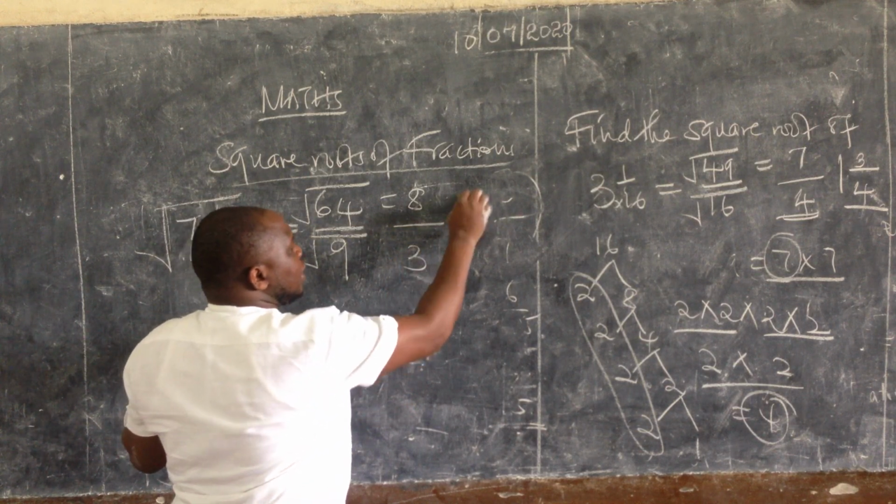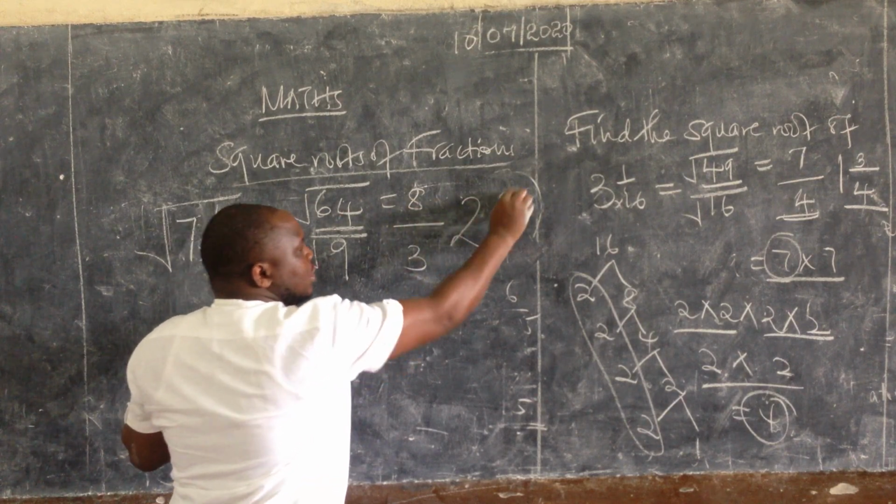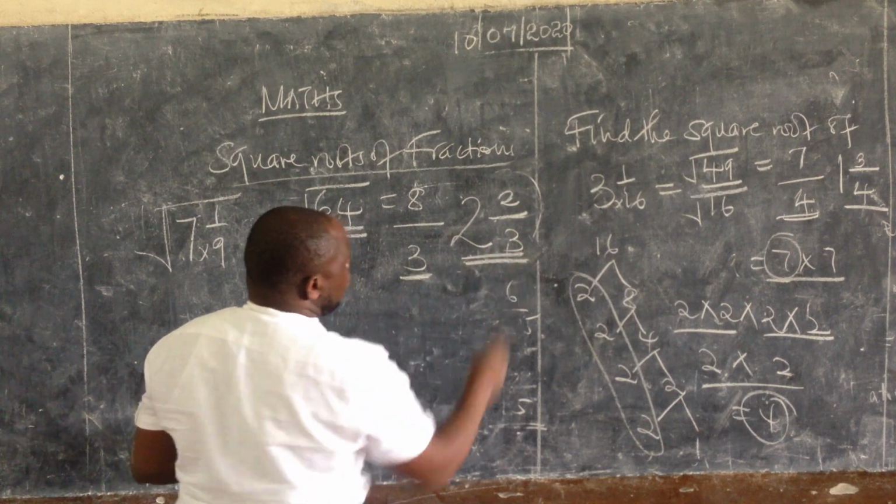8 over 3, you must divide. You get 2 times. 3 times 2 is 6. 8 minus 6 is 2. Then over this one, 3. So this is going to be your answer.